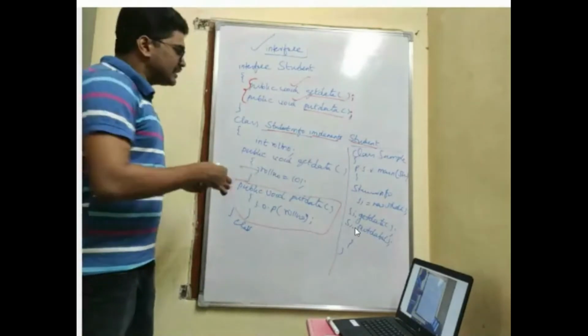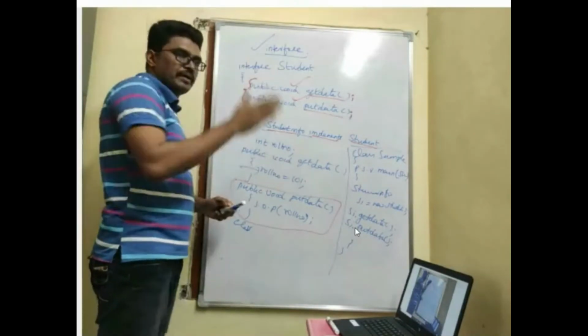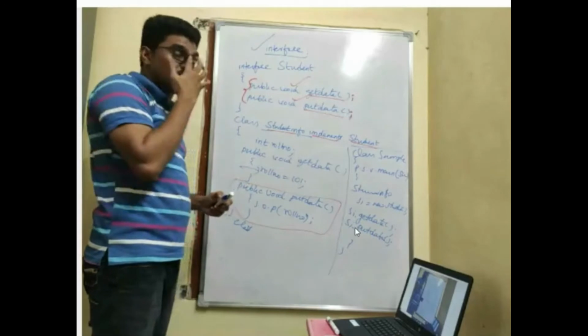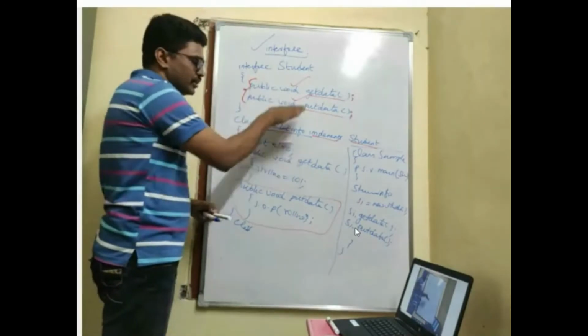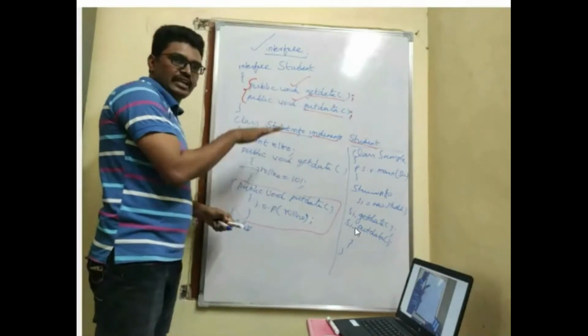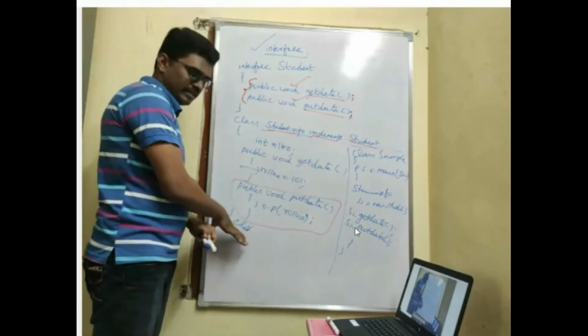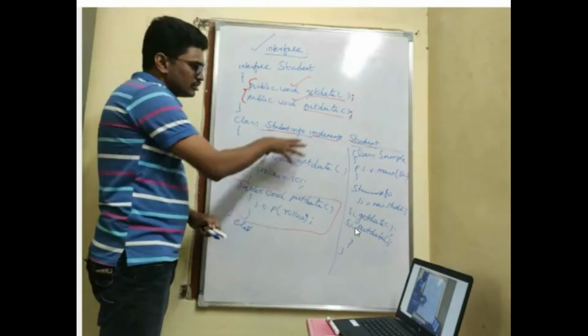Whenever a class is implementing an interface, it should implement all the methods in that interface. It should not leave even a single method. It should implement all the methods. If it is leaving even a single method, you are going to get an error. Is that right? So that's what we are doing.